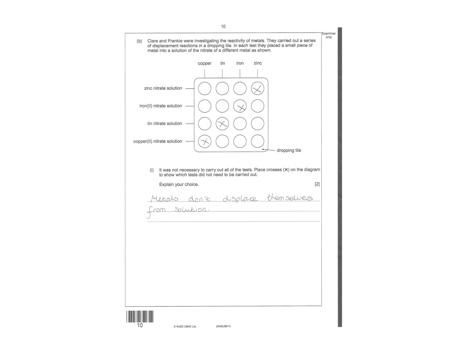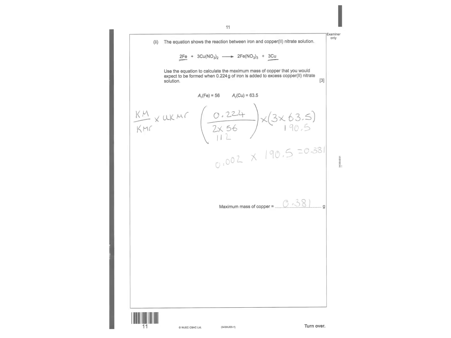Place a cross on the diagram to show which tests are not carried out. So copper with copper, tin with tin. Again an easy mark. Metals do not displace themselves. So there's 2 easy marks there.